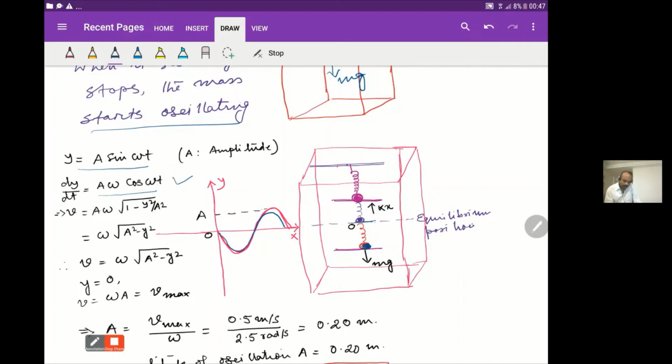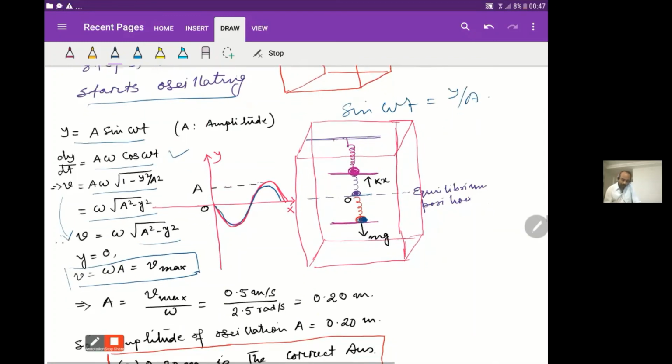Then cos omega t is nothing but square root of 1 minus sine square omega t. Now sine omega t is nothing but y by a. So we can put a omega times square root of 1 minus y square by a square. That gives us omega times square root of a square minus y square. And that means our velocity v is given as omega times square root of a square minus y square. When we have y equals to 0, we have v equals to omega a, that is the maximum velocity.